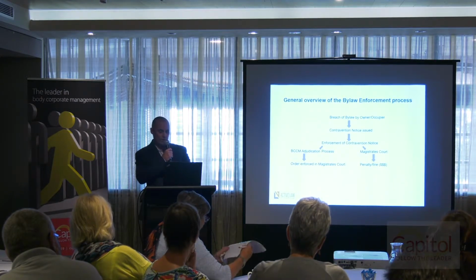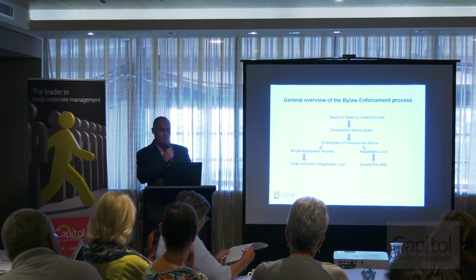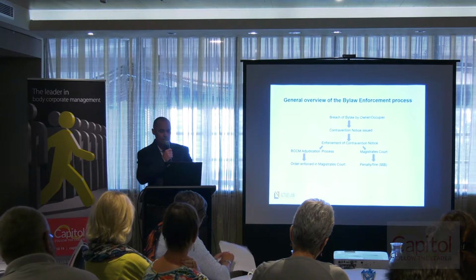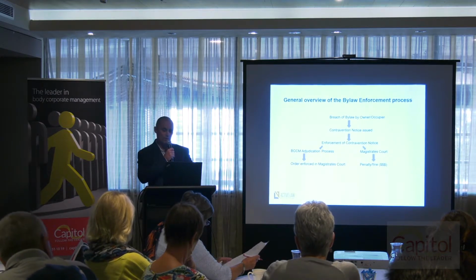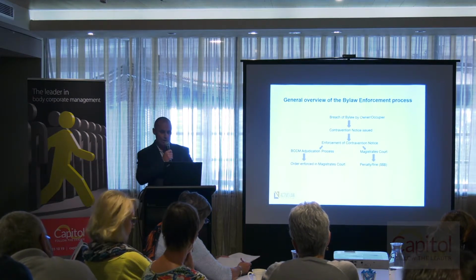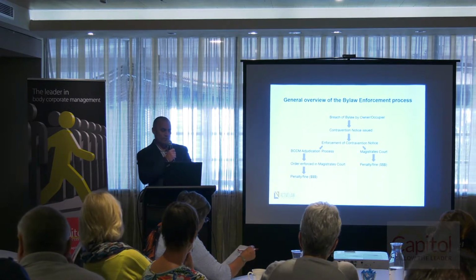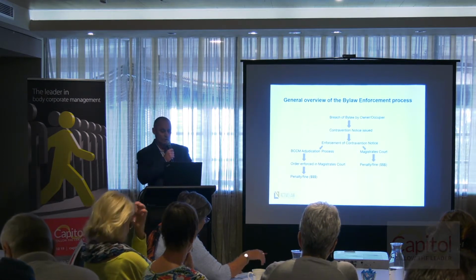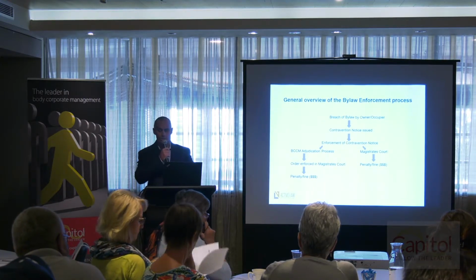If you proceeded straight to the magistrate's court, then if the culprit did not abide the order of the court, the court would issue a fine in relation to the failure to comply with the contravention notice. If you have to enforce the adjudication process through the magistrate's court, then the court would impose a fine for the failure to comply with the adjudicator's order.